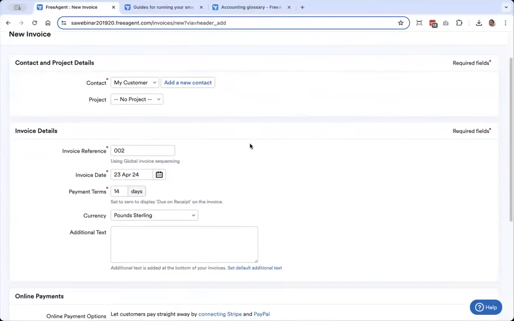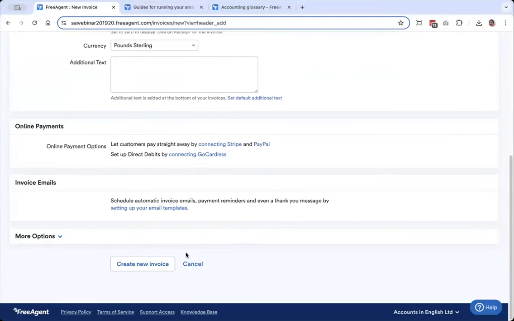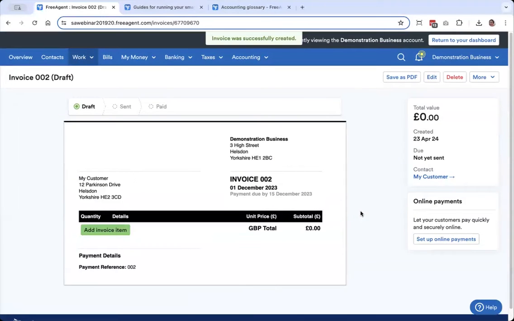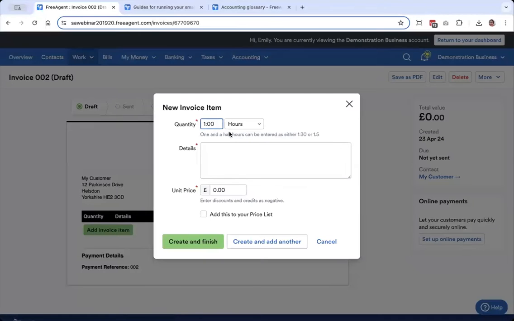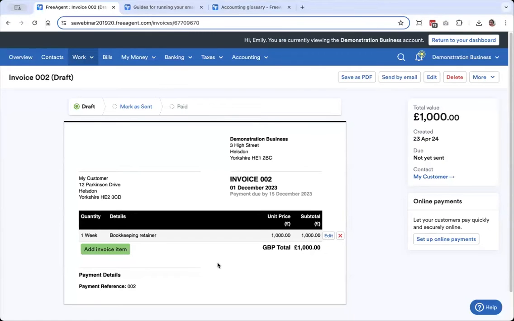So if I were to very quickly create a new invoice in FreeAgent, I'm going to date that at the beginning of December 2023, make it a really quick creation, and I'm going to literally just add an invoice item for a week's retainer for, yes, let's make it a bookkeeping retainer, why not, for £1,000, create and finish. And there is my invoice set up and ready. At the moment, FreeAgent won't have done anything with that from an accounting point of view because it's in draft. That means it's not yet ready to be sent.